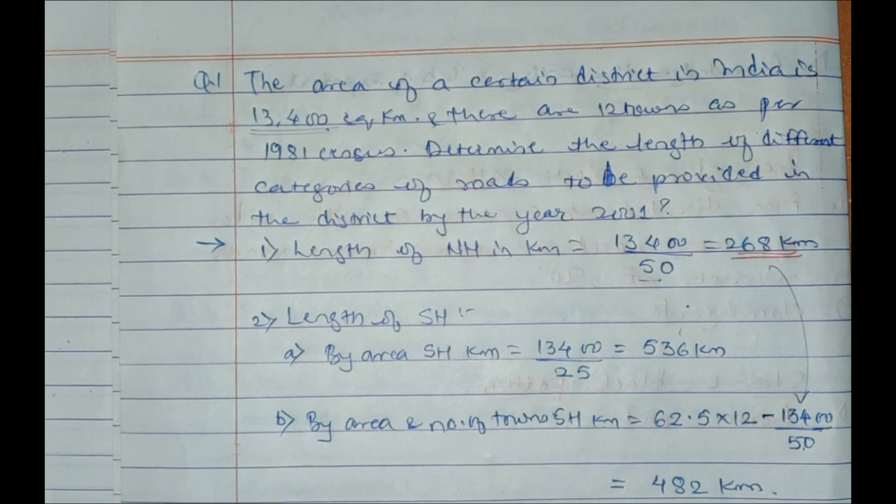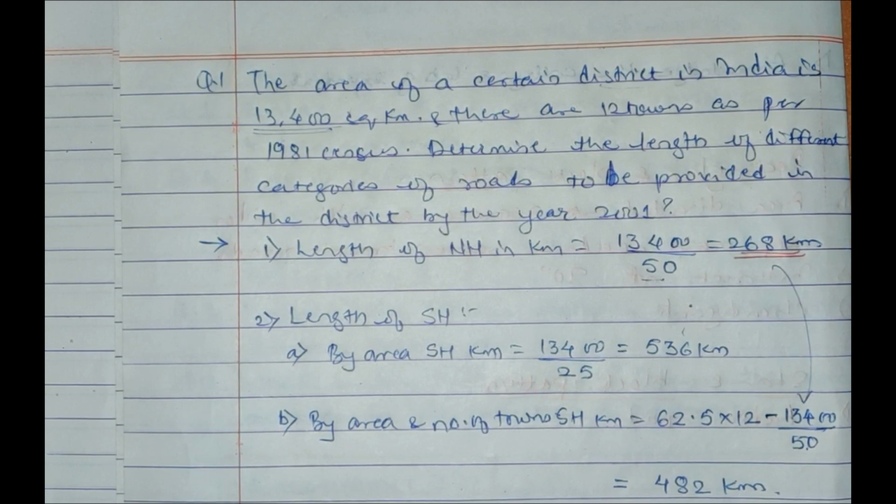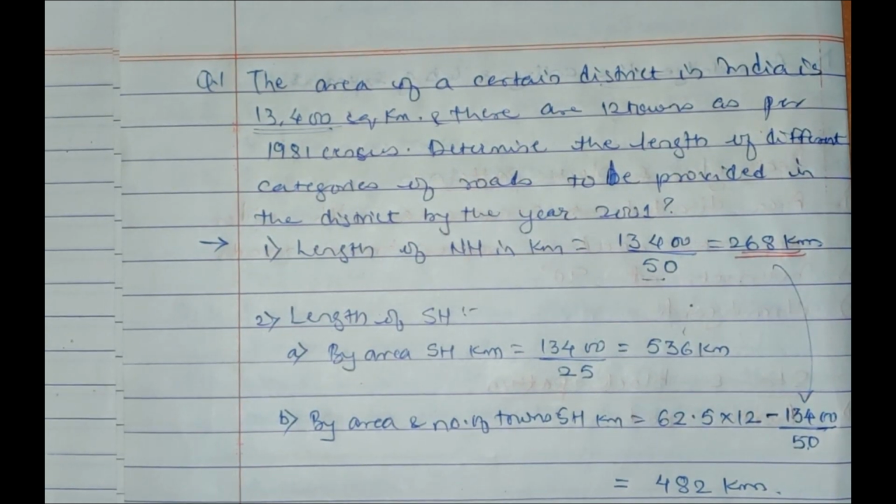In this session, we shall discuss the numerical to determine the length of the different categories of roads with one example. So the statement is as follows. The area of a certain district in India is 13,400 square kilometers and there are 12 towns as per the 1981 census. So determine the length of the different categories of roads to be provided in the district by the year 2001.